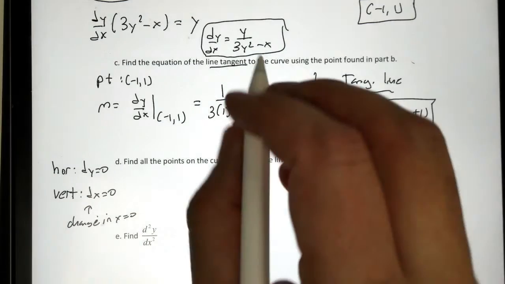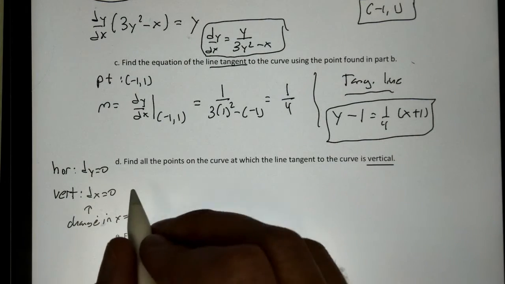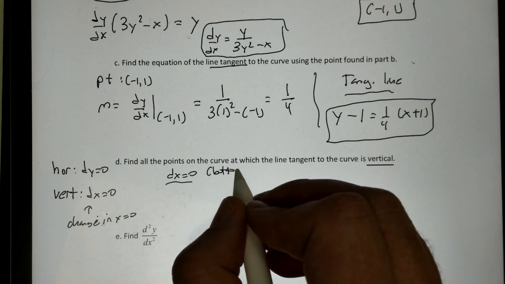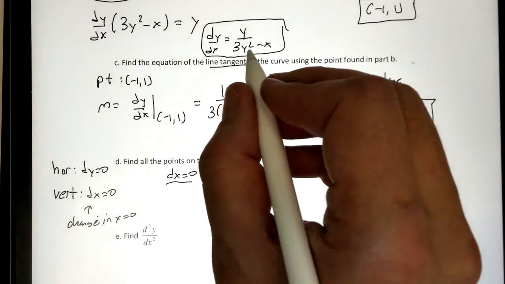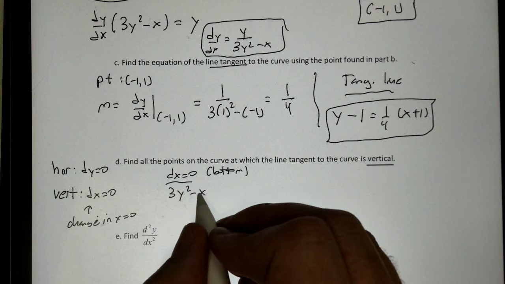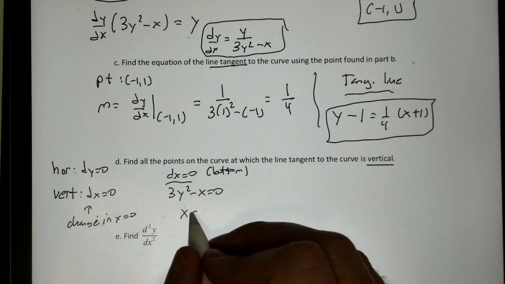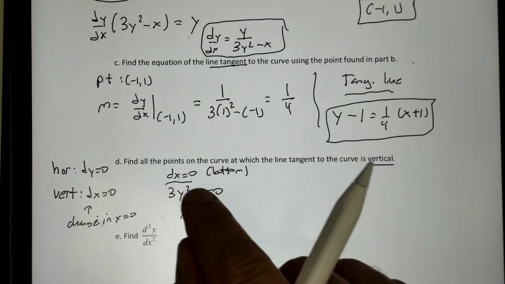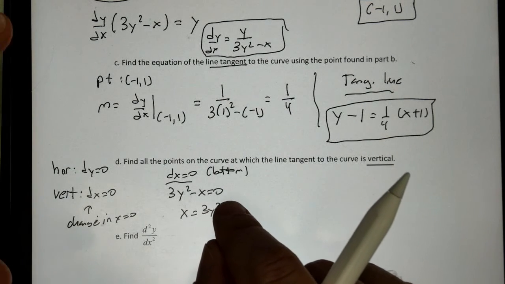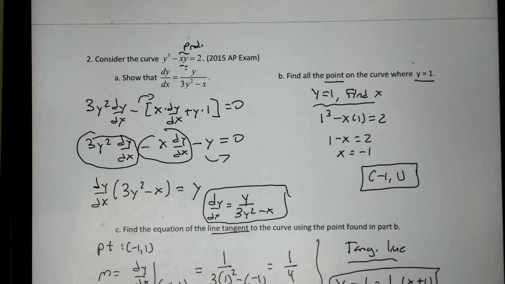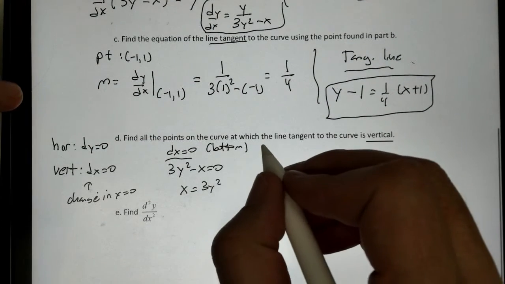So when you look at your derivative, we're only going to have to look at the bottom. dx equals 0. We only have to look at the bottom of the derivative, and that's just 3y squared minus x. And we're going to set that equal to 0. 3y squared minus x equals 0. And that's going to give me x equals 3y squared. Now, we found x. Now, quickly, if x was just 3, how would you find y? That's right. You'd go back up to the original equation and plug in your y. We do the same thing here. Okay? So, I'm going to find y.